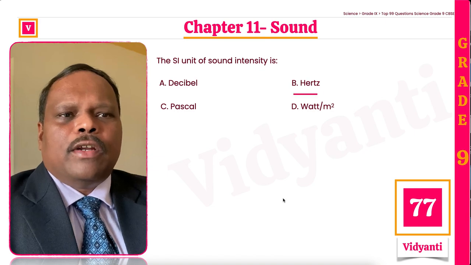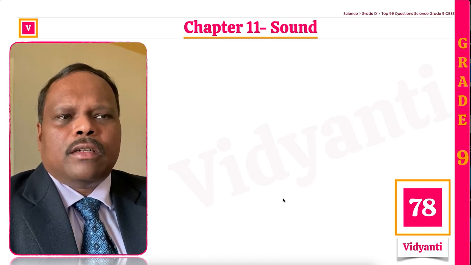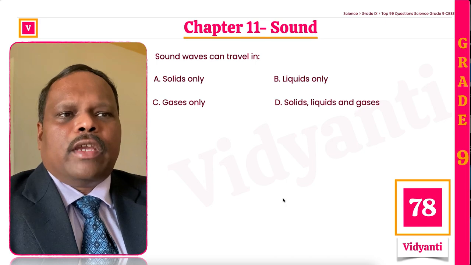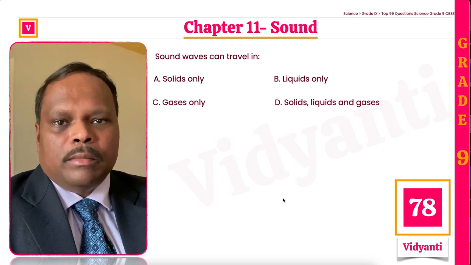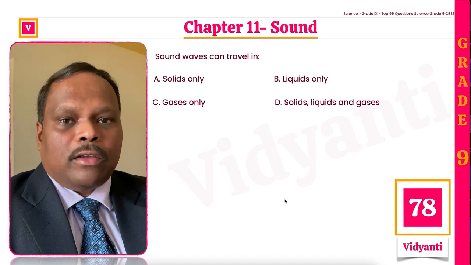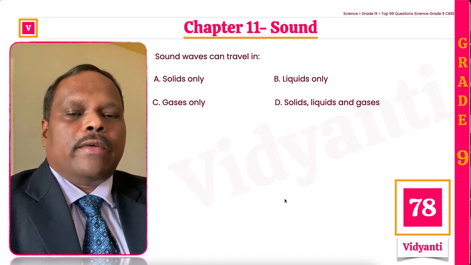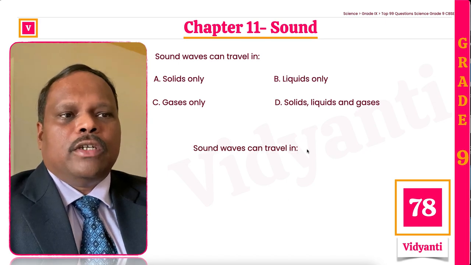SI unit of sound intensity is watt per meter square. Sound waves actually require a medium, so they cannot travel in vacuum. However, they do travel in solids, liquids, and gases, so D is the correct option.